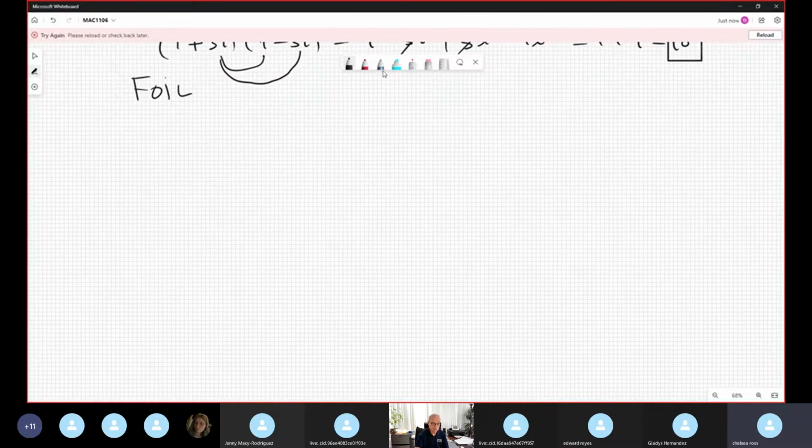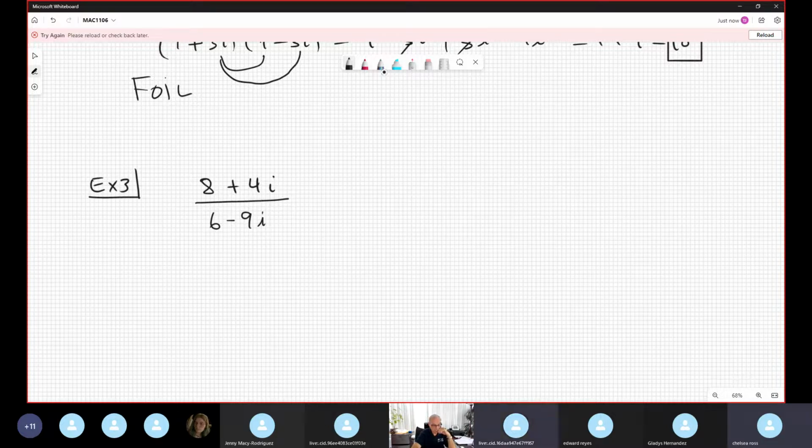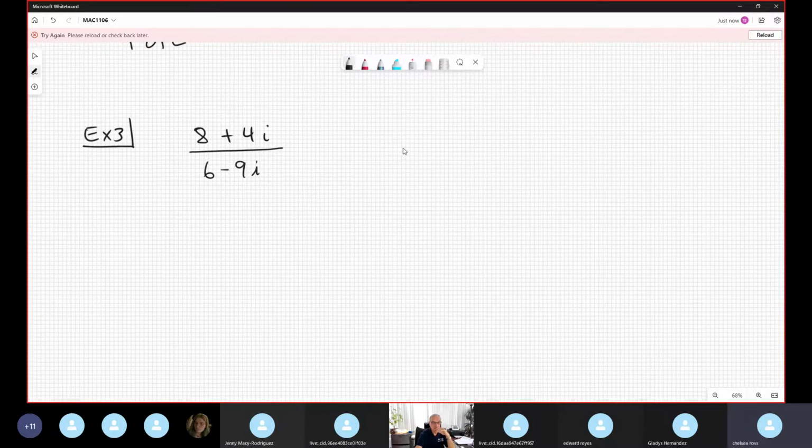Okay. One more example. Example 3. Example 3 is 8 plus 4i divided by 6 minus 9i. Help me, guys. What should I do? Wait, can I see example 2? Okay, suppose I don't remember example 2. What should I do? You multiply by the conjugate of the complex number of the denominator. By the way, what is the conjugate of this complex number in the denominator? 6 plus 9i. Good. You create the smart one with the conjugate of the complex number in the denominator.